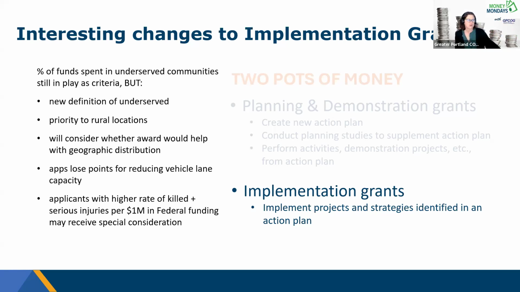And then the last one that's new is that applicants with a higher rate of killed and serious injuries per 1 million in federal funding may receive special consideration. So those are some of the changes to implementation grants. Planning and demonstration are still the grants we are more likely to get. There are far more of those being awarded. So we would still suggest that's where you focus unless you've got a really compelling case. And there are some communities that may have a really compelling case.